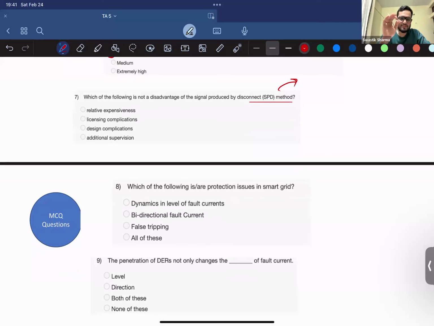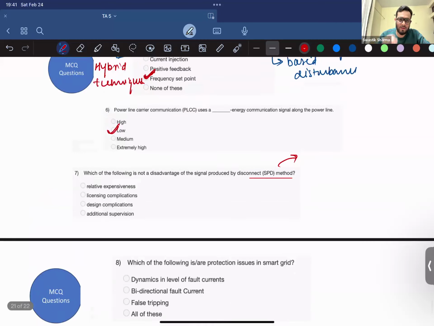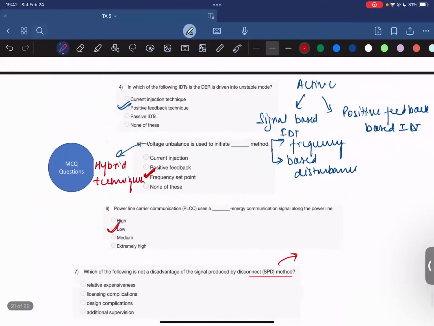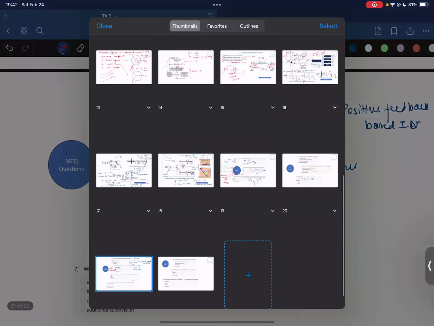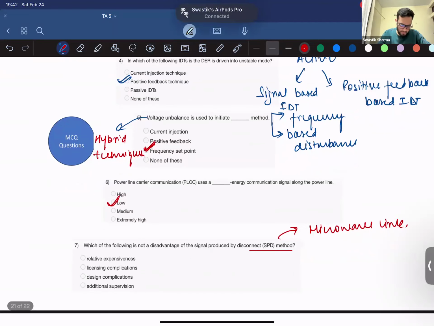So I just asked one question. In SPD, which is the signal disconnect method, what kind of communication link is used? So I talked about it, right? Sir, microwave link? Yes. So they use a microwave link. So this microwave channel is generally expensive.